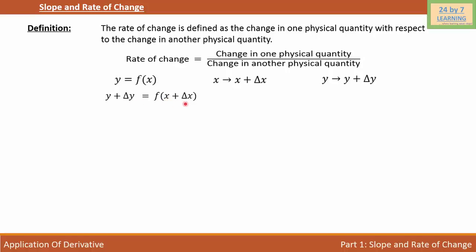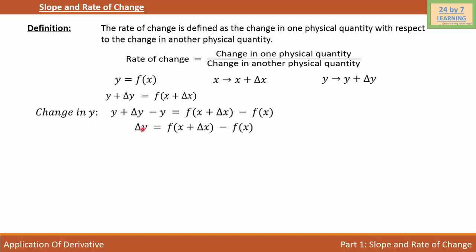Now, let's find the change in the value of y. y plus delta y minus y is equal to f of x plus delta x minus f(x). So, this y will be cancelled out and we have delta y is equal to f of x plus delta x minus f(x). Now let's try to find the rate of change.